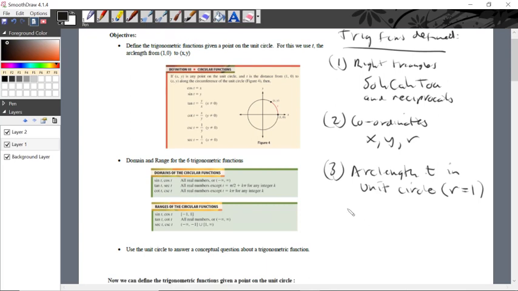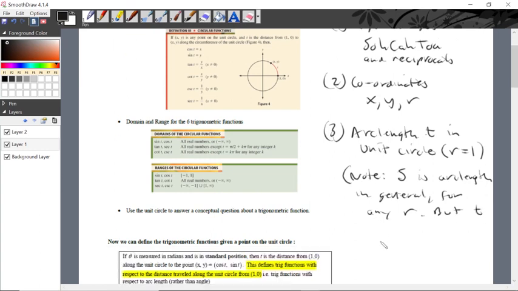Okay, so let's make a note of that. I've said this before, but we'll be saying it again. Okay, s is the variable that we use for arc length in general, okay, that is for any value of r. But t is specifically the variable for arc length if r is equal to 1. That is when we're in the unit circle.